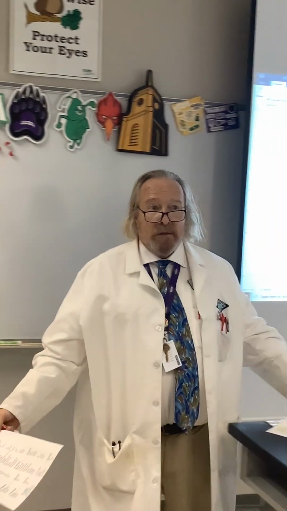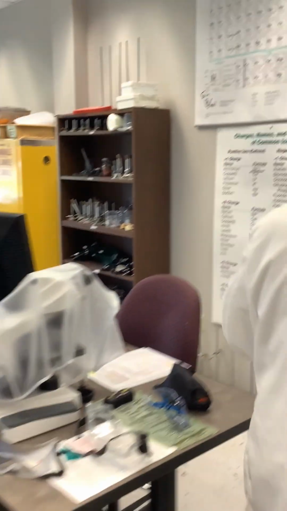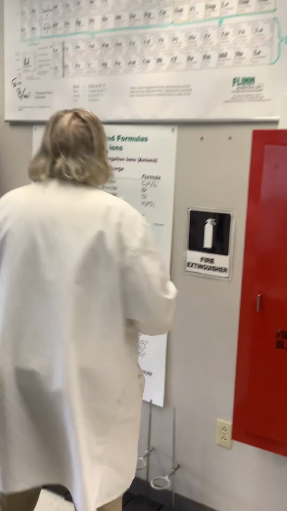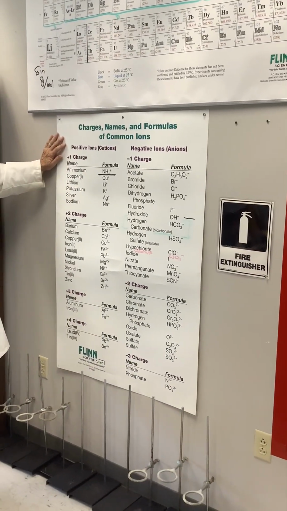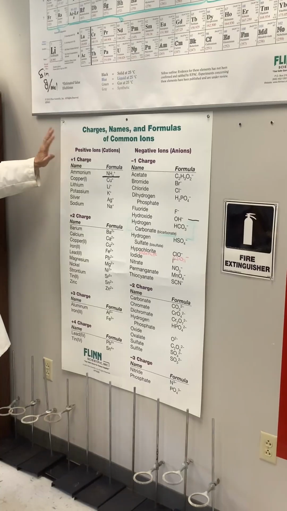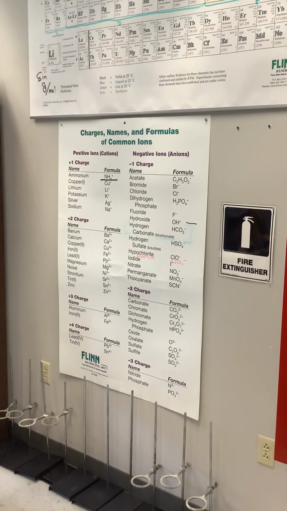Look, these assignments are what? Open book, online. You have your book in front of you, you have your notes in front of you, you have Google in front of you. So I will post a copy of this, and go ahead and track me as I go along. This is a smaller version, I will scan it and put it in, of the Flynn Scientific chart of the charges, names, and formulas of common ions.